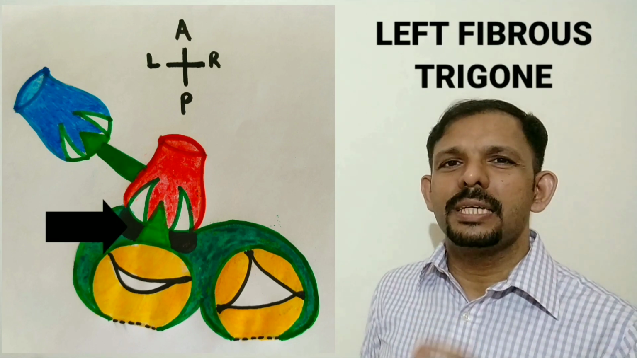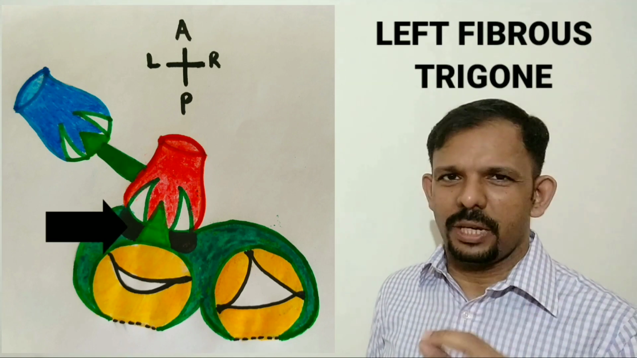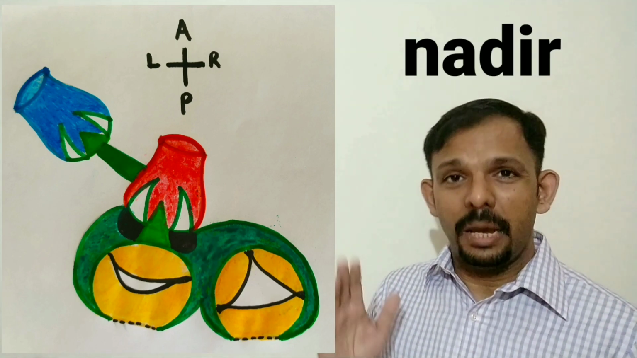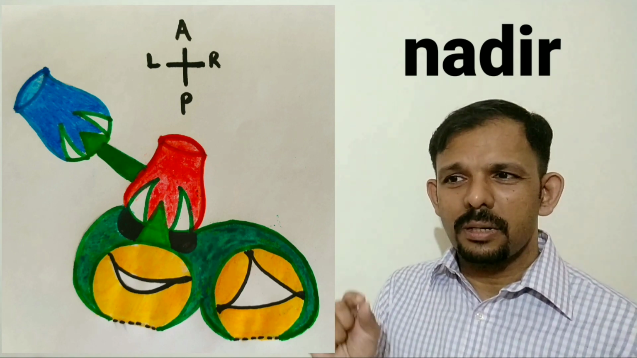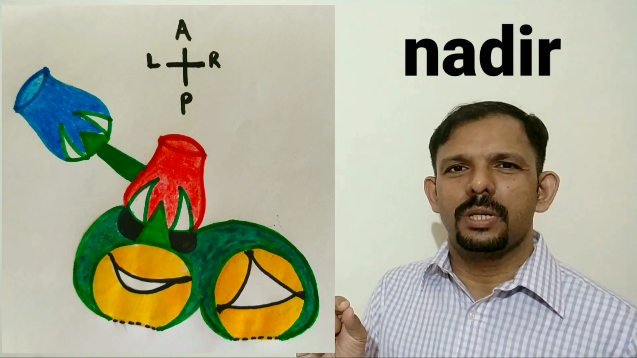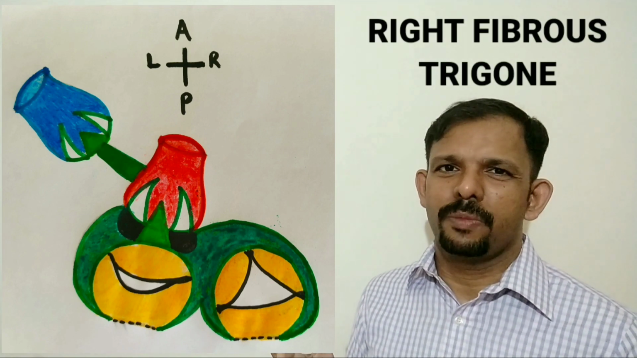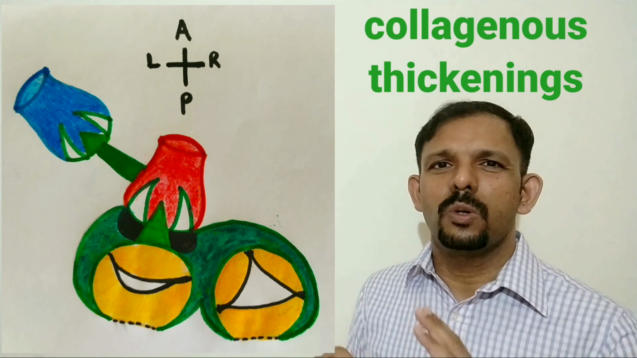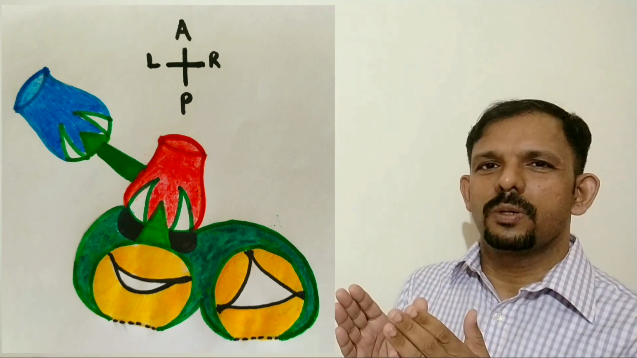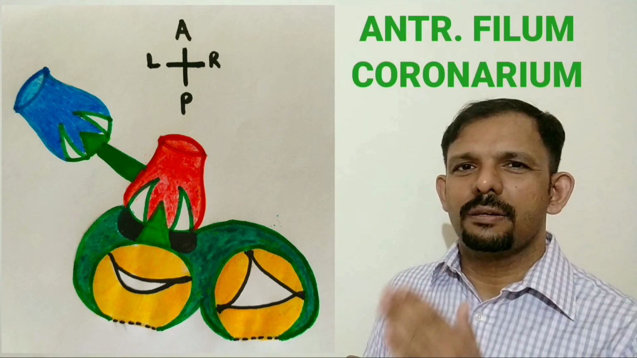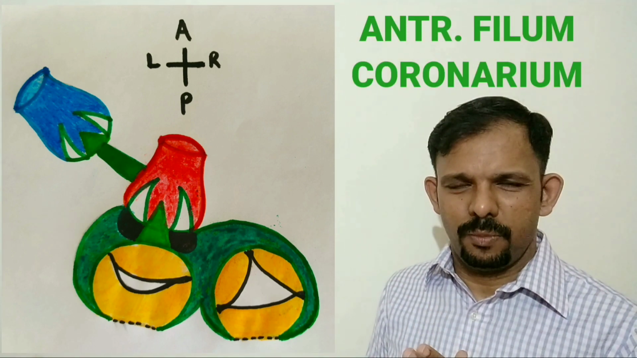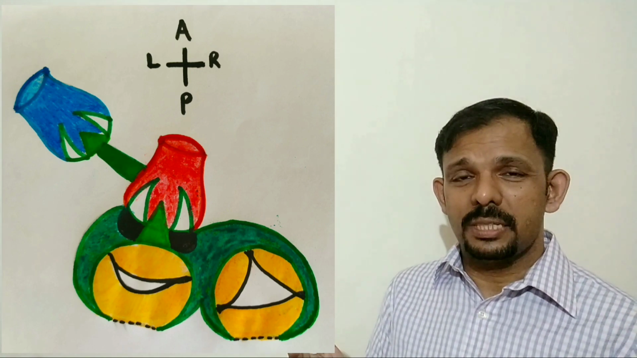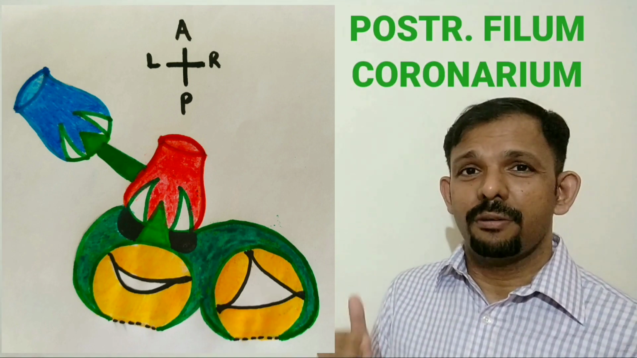That is basically the left fibrous trigone. Okay, and if you look at the bottom of the right and posterior, there's another black coloration that is given over there. That is the right fibrous trigone. These are basically collagenous thickenings that are present over there. Okay, so the left fibrous trigone gives attachment to the anterior filum coronarium. Okay, and if you look in the diagram again, the right fibrous trigone gives attachment to the posterior filum coronarium.